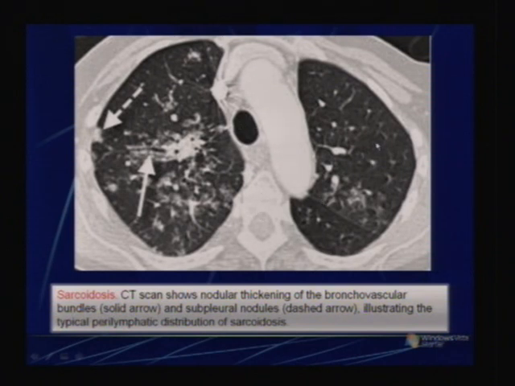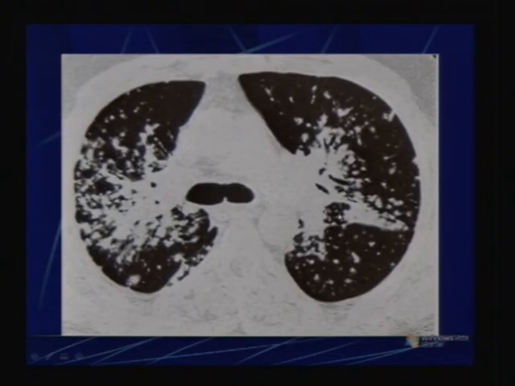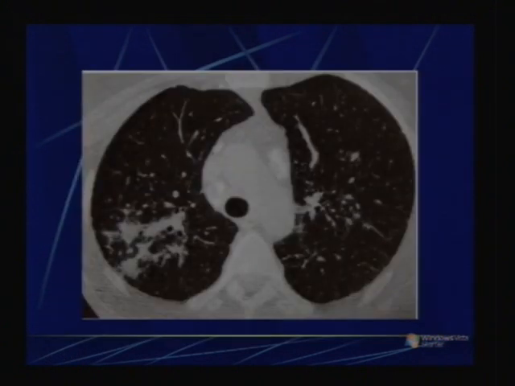So this is the classical picture in cases of sarcoidosis. These nodules, these shadows can become much bigger. They can coalesce and form a diffuse opacification, again involving the central areas of these lungs. Again, you can see here there is involvement of both the central bronchovascular bundles as well as the subpleural zones. This is the typical CT picture which we see in patients with sarcoidosis.